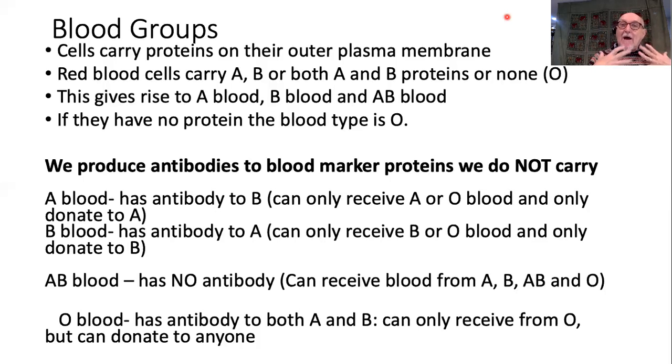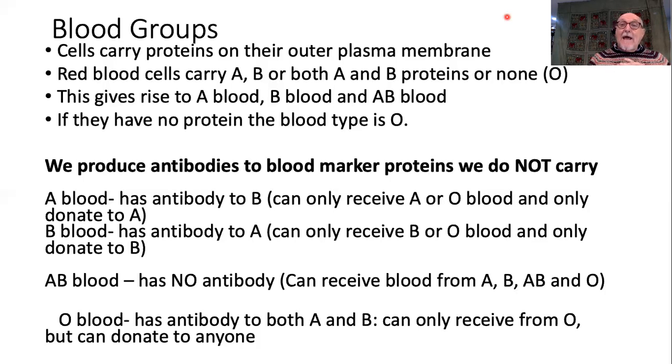If you have A in my blood, because my blood group is A, I produce antibody, and I continually have circulating antibody to the B protein. And if you put any of that B protein into circulation in my blood, the antibodies will attack it, and they will cause it all to stick together. It's a very dangerous situation.